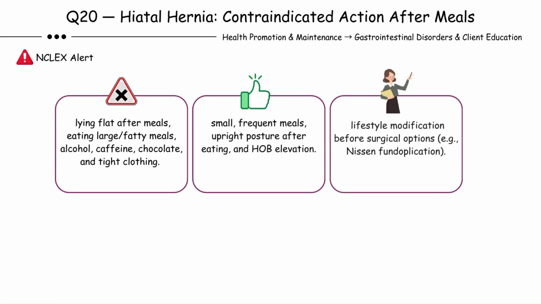For hiatal hernia and chronic reflux, remember, never lie flat after eating. Avoid large, fatty, or spicy meals. Skip alcohol, caffeine, chocolate, and tight clothing. Use small, frequent meals and elevate the head of the bed. Lifestyle modification is always the first-line approach before considering surgical repair.